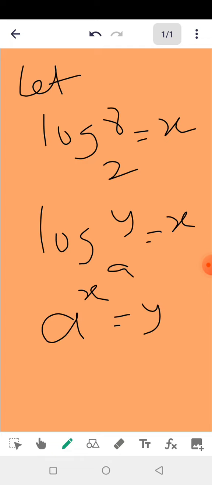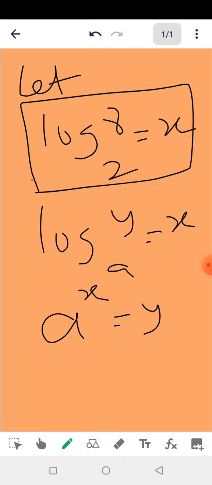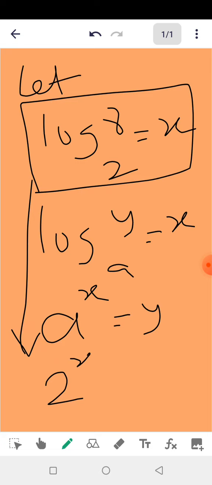Now if I compare this question with the rule, then it means that my a is like my 2, my y is like my 8, and my x is like the x that is written there. So for the question I've highlighted, if I want to write it in indicial form, it can be written as 2 raised to power x is equal to 8.